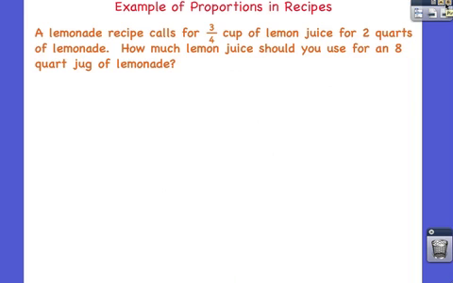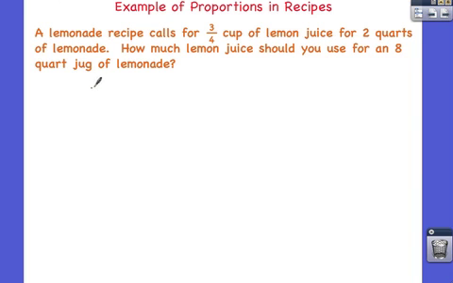Now let's talk about some real-world examples of when you would use proportions. The first example is an example of a proportion in a recipe. A lemonade recipe calls for 3/4 cups of lemon juice for 2 quarts of lemonade. How much lemon juice should you use for an 8-quart jug of lemonade? Well, we can set up a proportion.